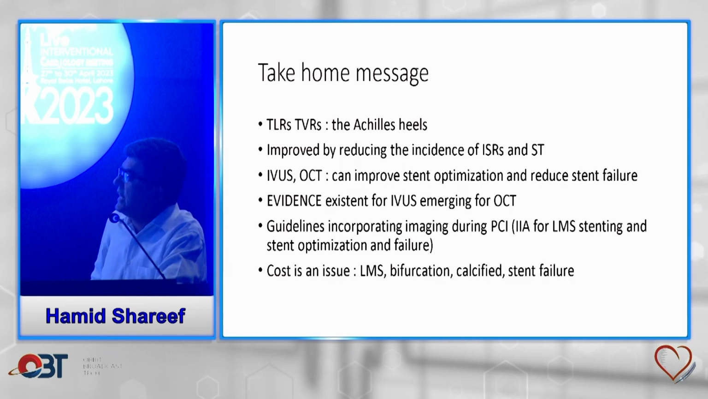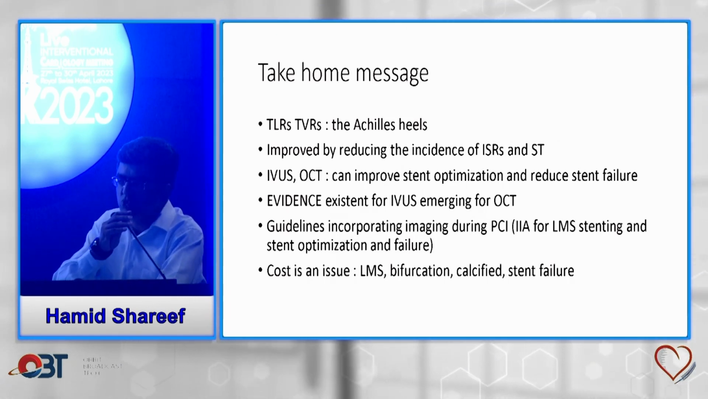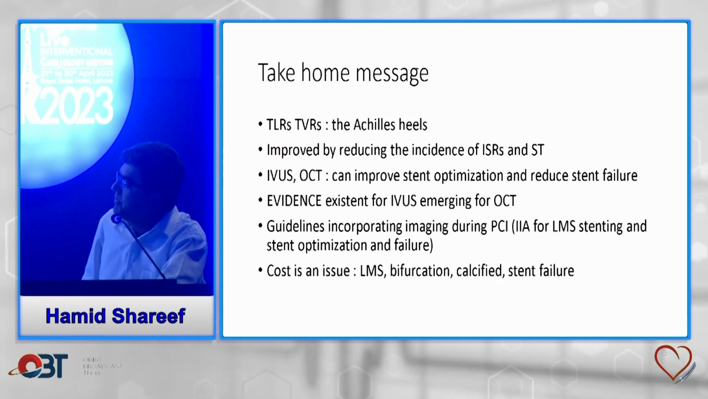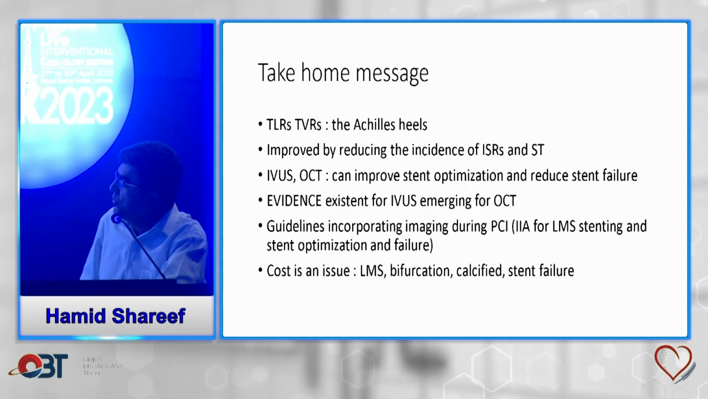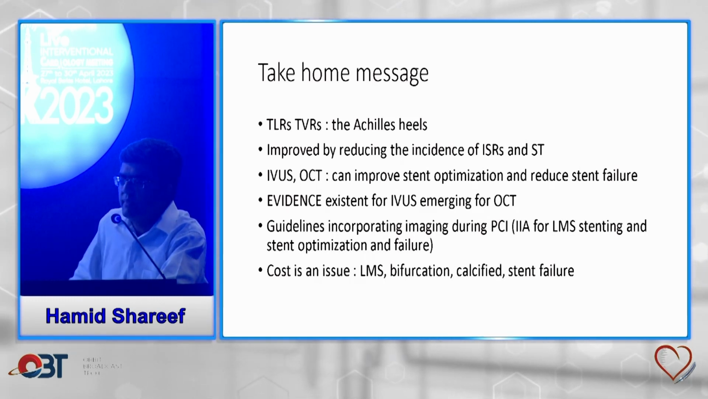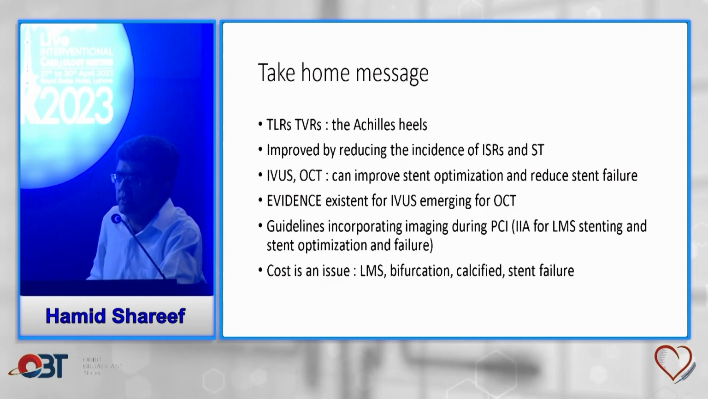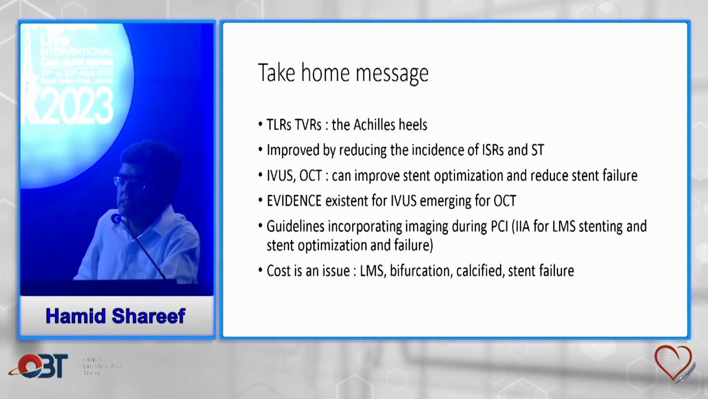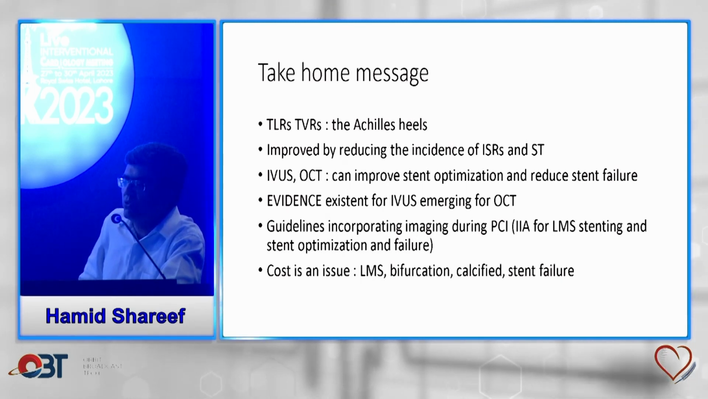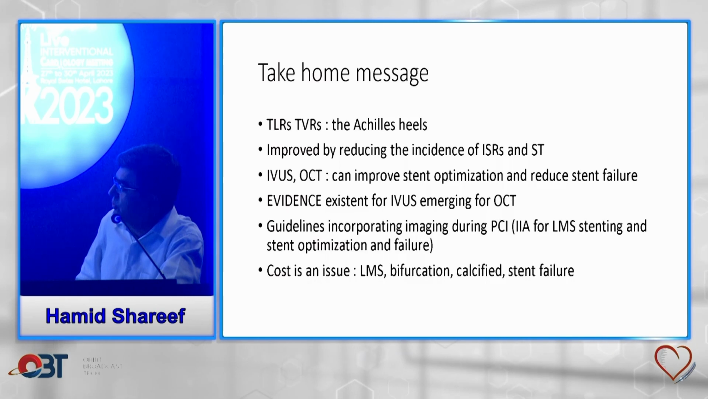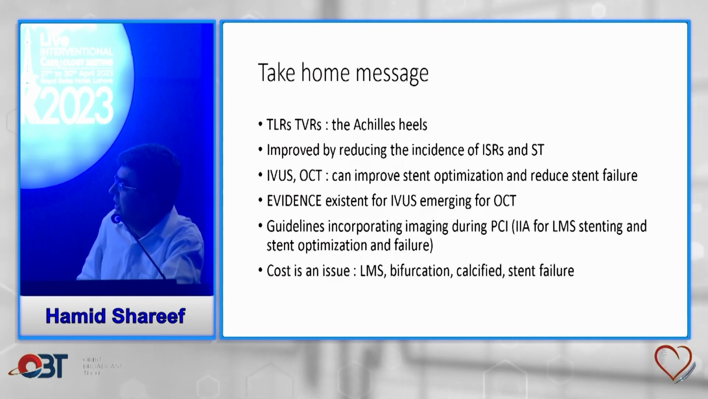So my take-home message is that TLRs and TVRs, as we all know, are the Achilles heel of coronary angiography and PCI, improved by reducing the incidence of ISRs and STs. IVUS and OCT can improve stent optimization and reduce stent failure. There's a plethora of data now, and in the recent guidelines, it is given as a class 2A recommendation for both simple and complex PCIs. Evidence exists for IVUS and is emerging for OCT still further. Guidelines in imaging PCI, as I said, 2A for left main stenting and stent thrombosis and failure.